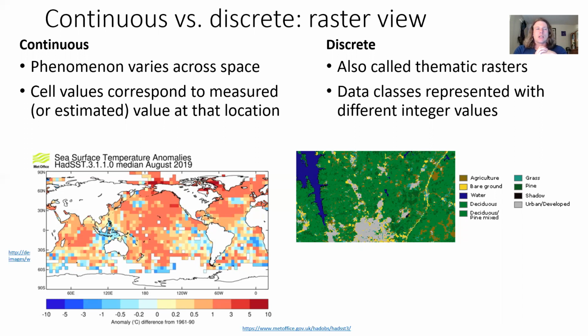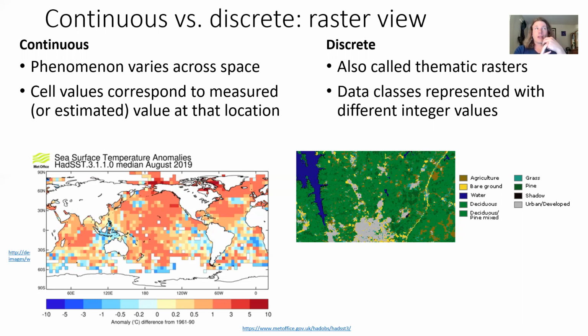So continuous phenomena vary across space, and the cell values can correspond to values that were measured or estimated at a certain location. A good example of a raster data set that is continuous would be sea surface temperature anomalies. So these are measured by satellites that are rotating around the Earth and capturing the information at specific points where it's sampling the sea surface temperature, and it's using a grid of cells to represent the values across space.